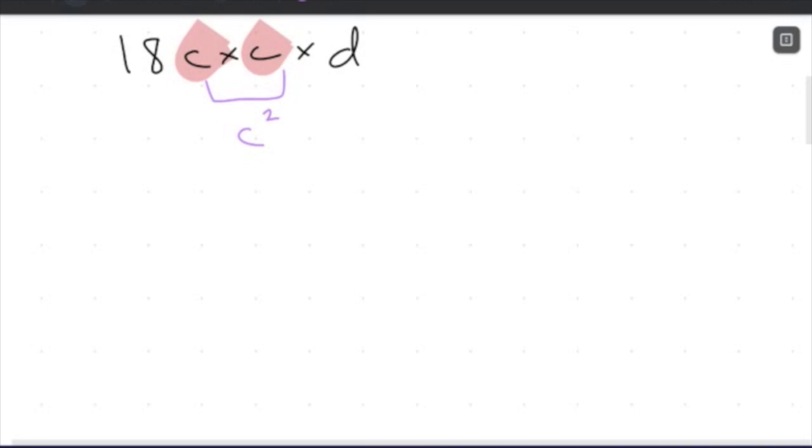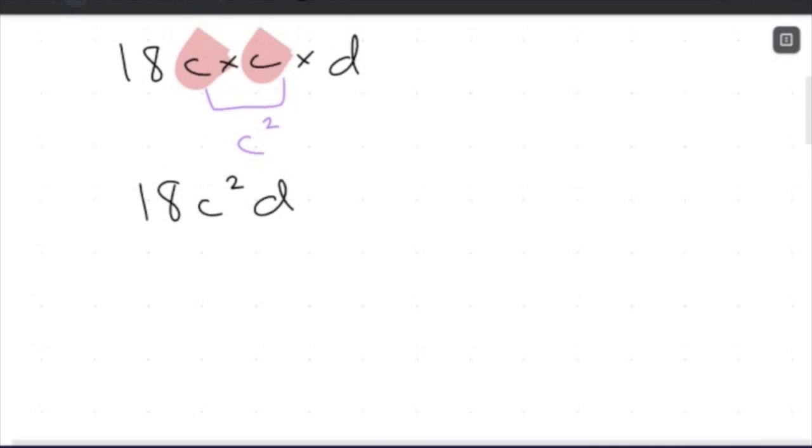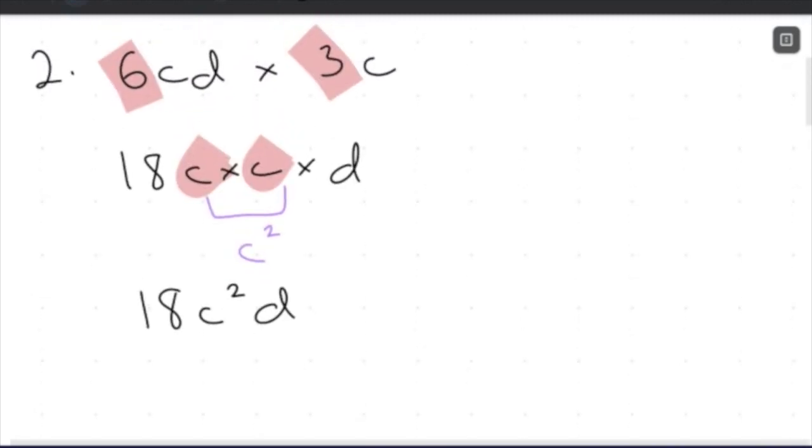Now, one more step. Now that I have this, I have 18 multiplied by c squared. I'm using the shorthand again, and that is multiplying by d. And this thing here is my final answer. That is the most simplified way of writing this thing that I have here.